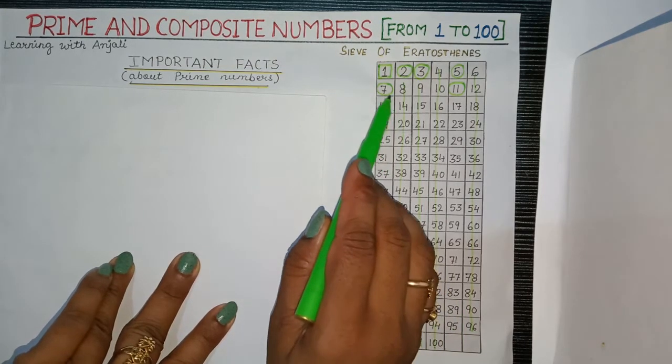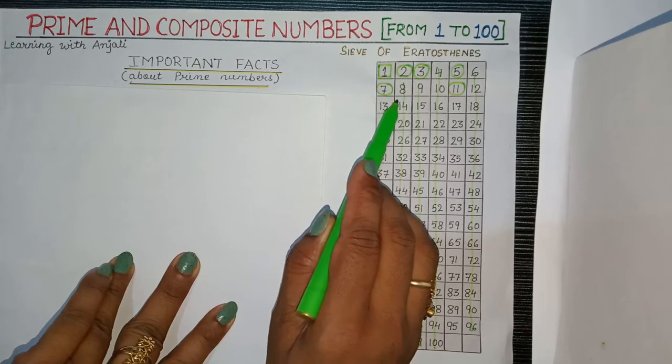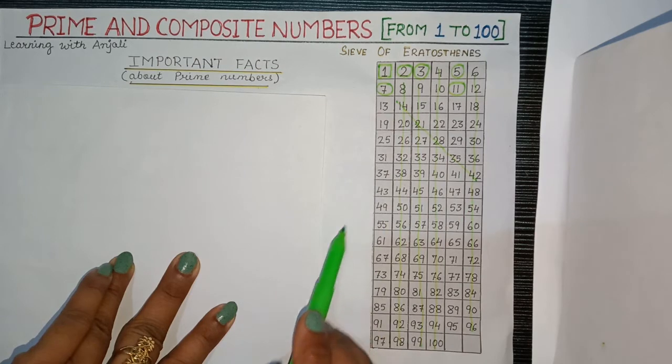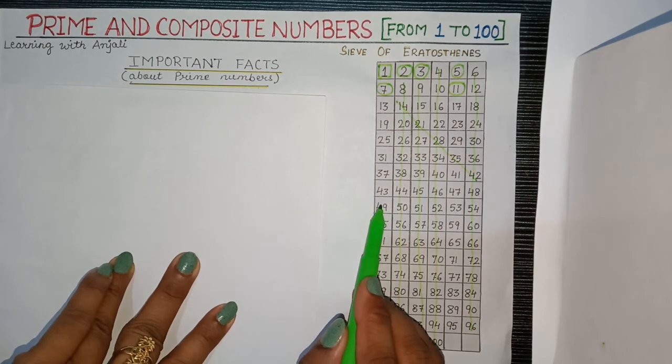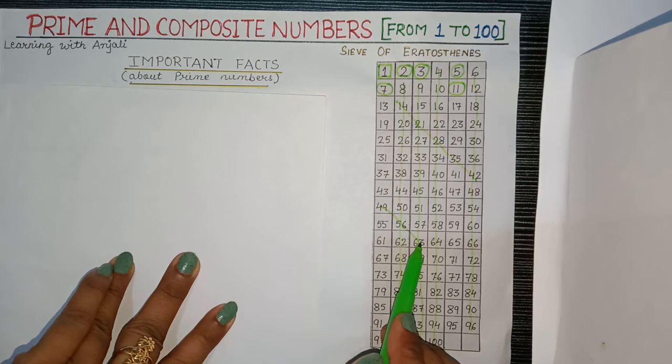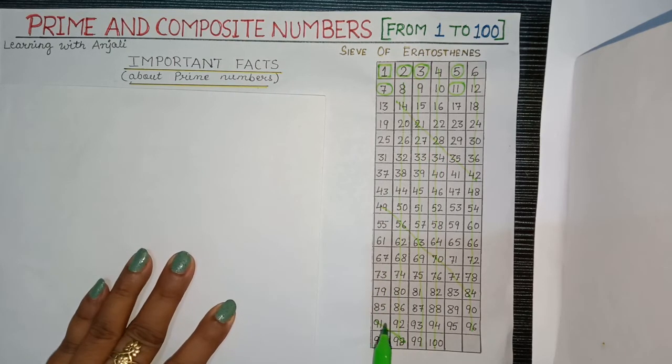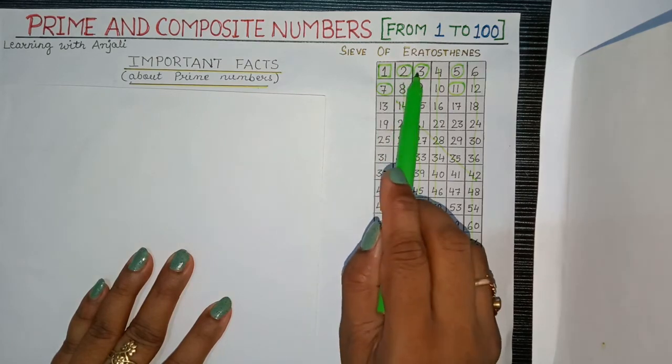Now here we cut the multiples of 7. 7, 21, 28, 35, 42. Okay. Now from here 49, 56, 63, 70, 77 and 84. Okay. Now from here 91 and 98. So all the remainings are the prime numbers. Let us see how many remain.